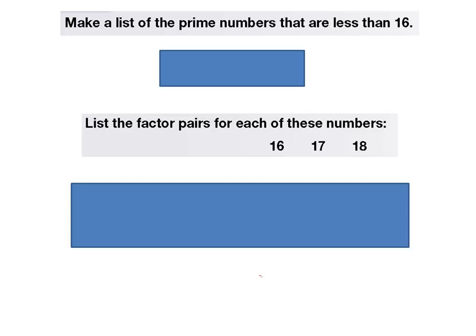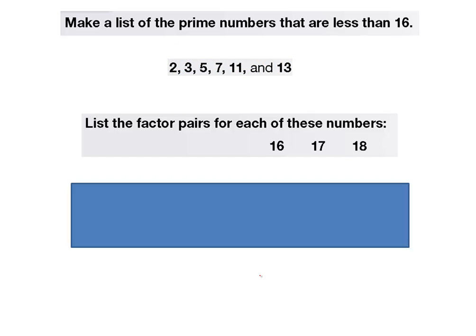So make a list for me of the prime numbers that are less than 16, knowing that a prime number can only have 2 factors. See if you can do that, please. You should have listed the numbers 2, 3, 5, 7, 11, and 13. All the other numbers are composite.